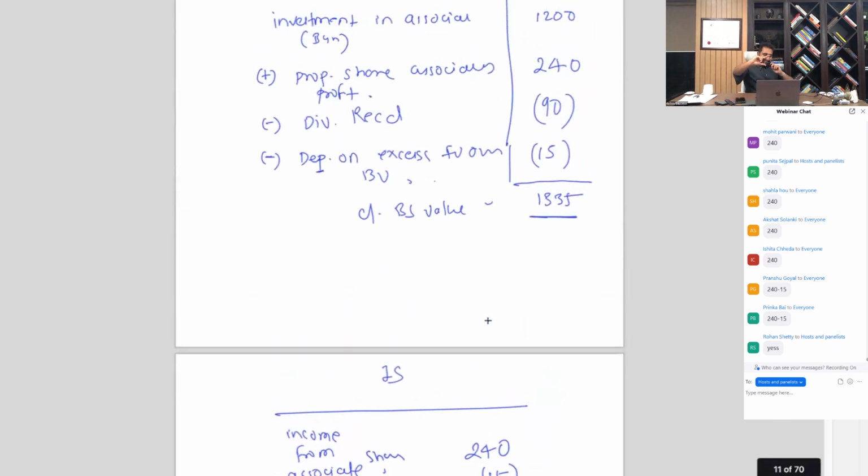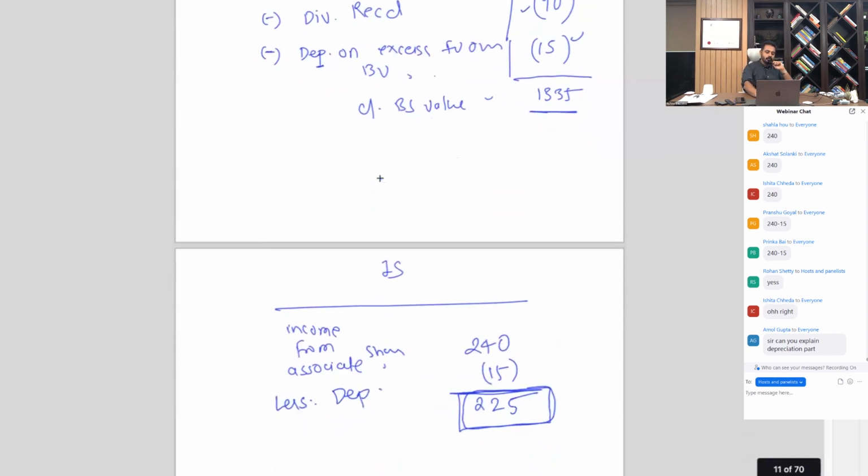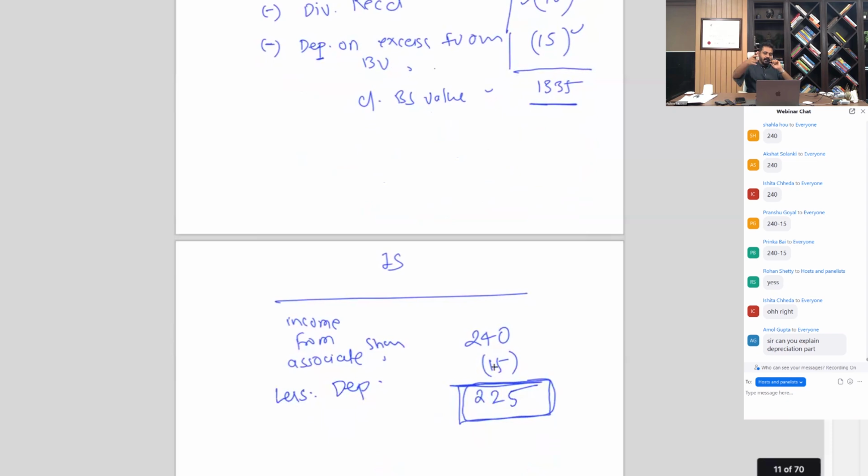Income from associate share less that excess depreciation, 225, is what would be reflected on my income statement, because there is a second entry for that 225 which is here. That's how my books will tally. Otherwise my books will not tally. There's a second entry for dividend received also in the cash. Imagine if I were not to show that 15 on the income statement, my balance sheet will not tally, right? Debit credit needs to match somewhere.